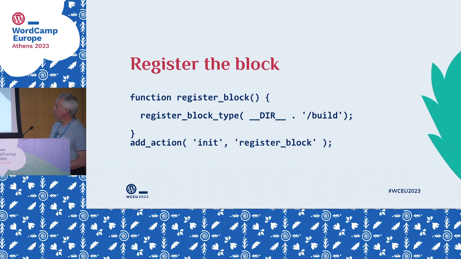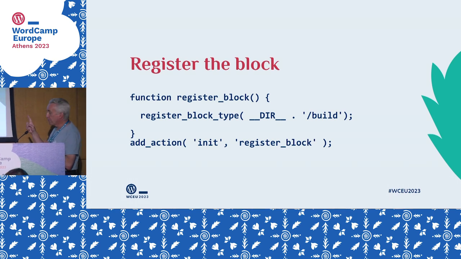This is the bit that actually registers the block. We have an action hooked onto the init hook that runs the register block function, and that runs register_block_type and passes it the build directory. You haven't got the build directory yet, that's the next step. But all the JavaScript and React code for the block will run from the build folder, and that's what this is doing, telling it to register a block that will run from the build folder.